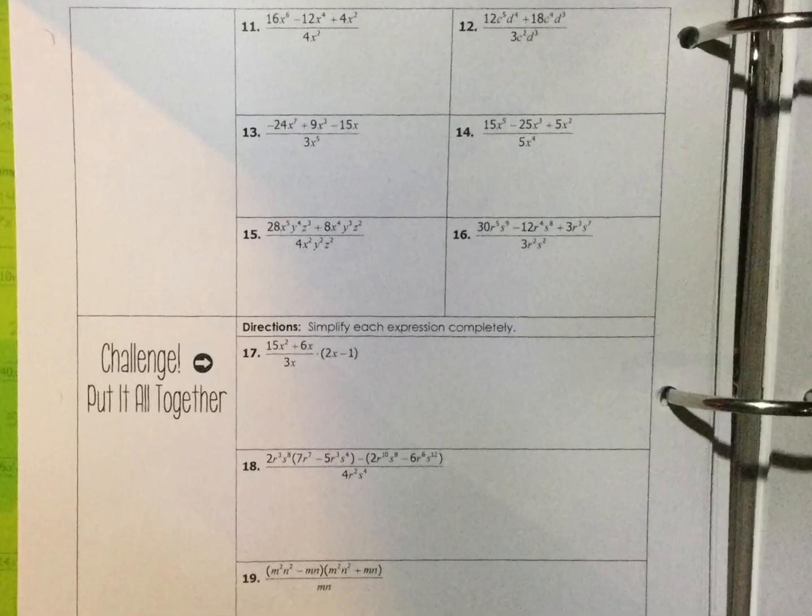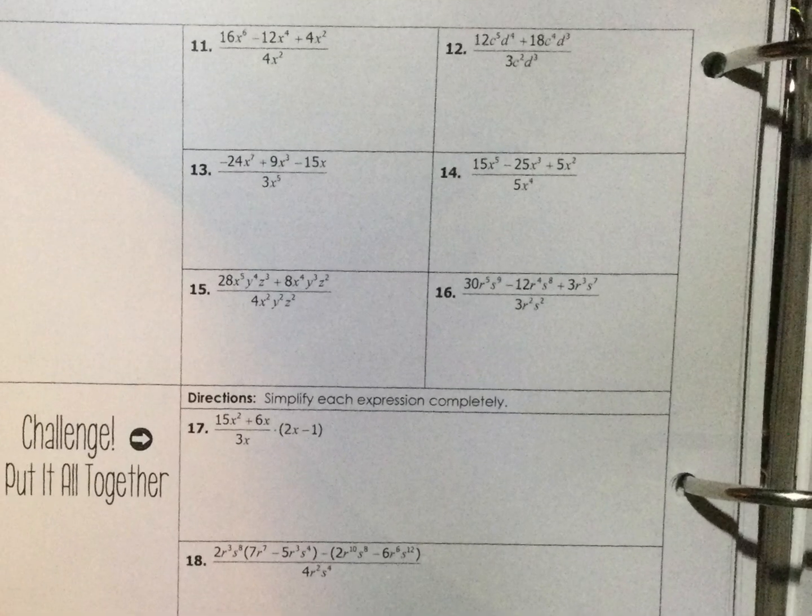On page 15, I would like for you to do 16 on your own. Let's do 15 together real quick. So 28 divided by 4 is 7. I've got x, I got y, I got z. 5 minus 2 is 3 for the x's. 4 minus 2 is 2. And 3 minus 2 is 1.